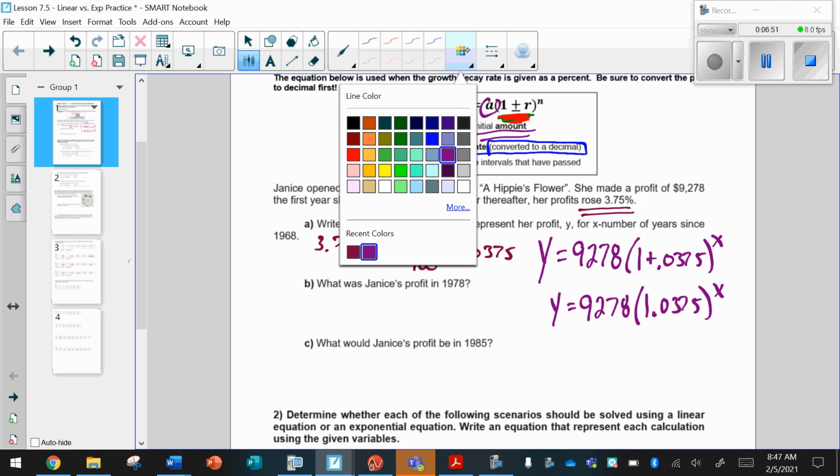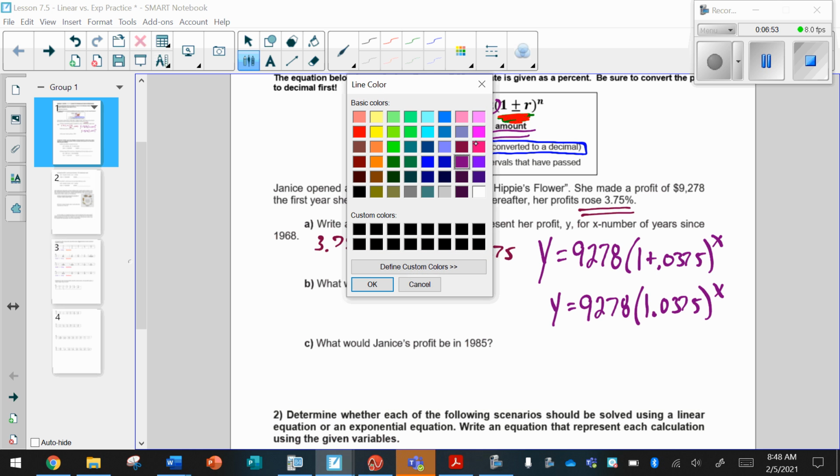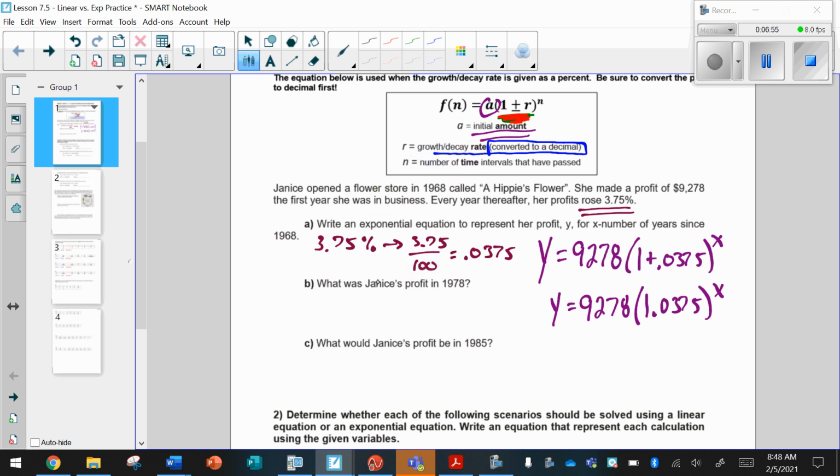Part 2 of this question asks, what is Janice's profit in 1978? Well, she started the business in 1968. We want to figure out how much she's making in 1978. So that's 10 years worth of business. We are going to take our formula, $9,278 times 1.0375 to the exponent of 10 because it's 10 years later.